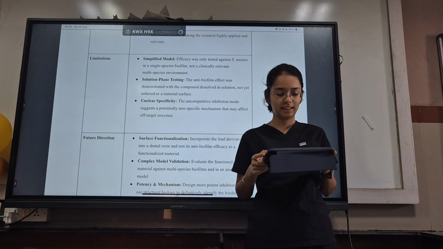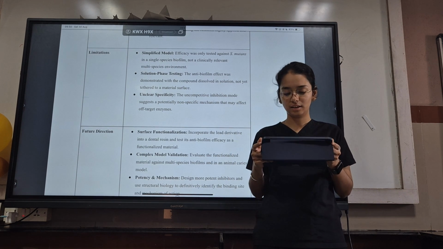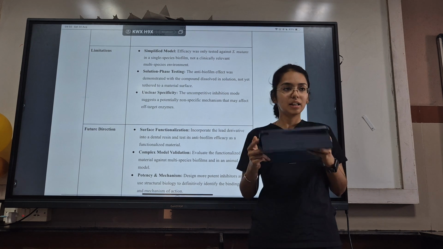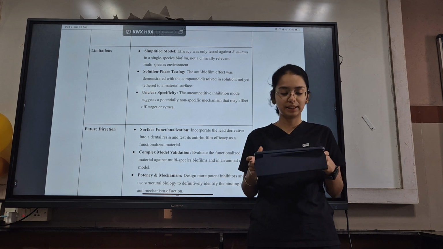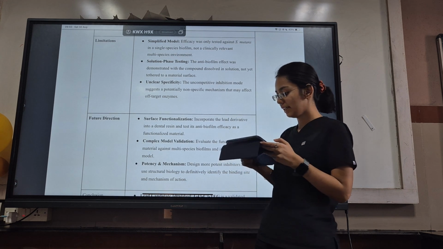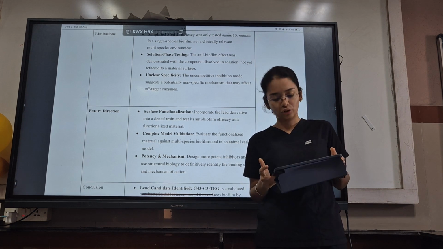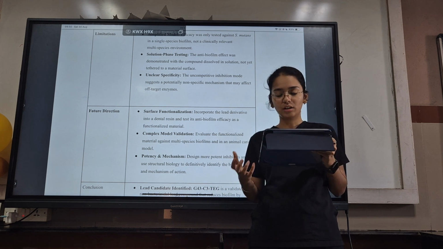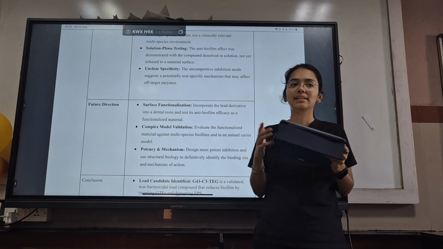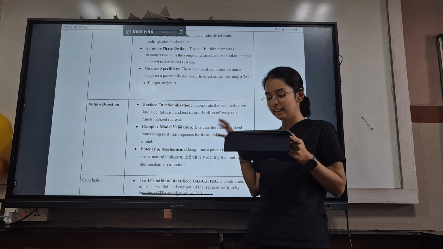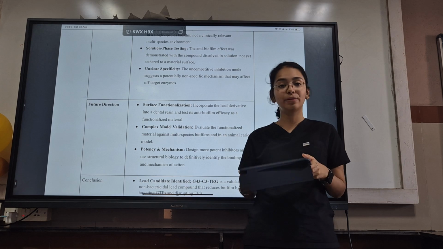The limitation is that it is a simplified model where the efficacy was only tested against Streptococcus mutans in a single species biofilm, and it is not relevant to a multi-species environment. Solution-based testing: this anti-biofilm effect was demonstrated with a compound which is dissolved in a solution. It is not tethered to a material surface, so it does not have a clear specificity. So there is uncompetitive inhibition which is seen. So this suggests a potentially non-specific mechanism which may affect off-target enzymes.